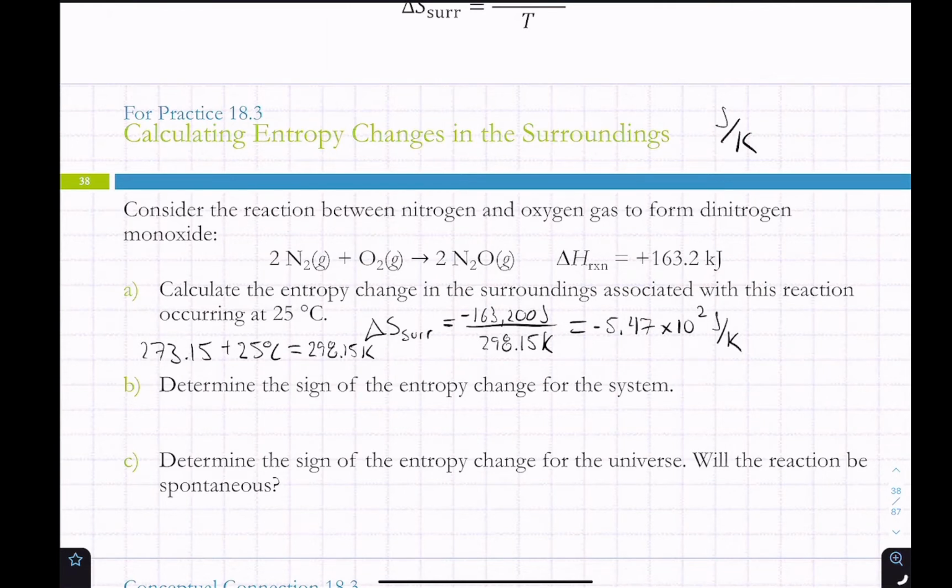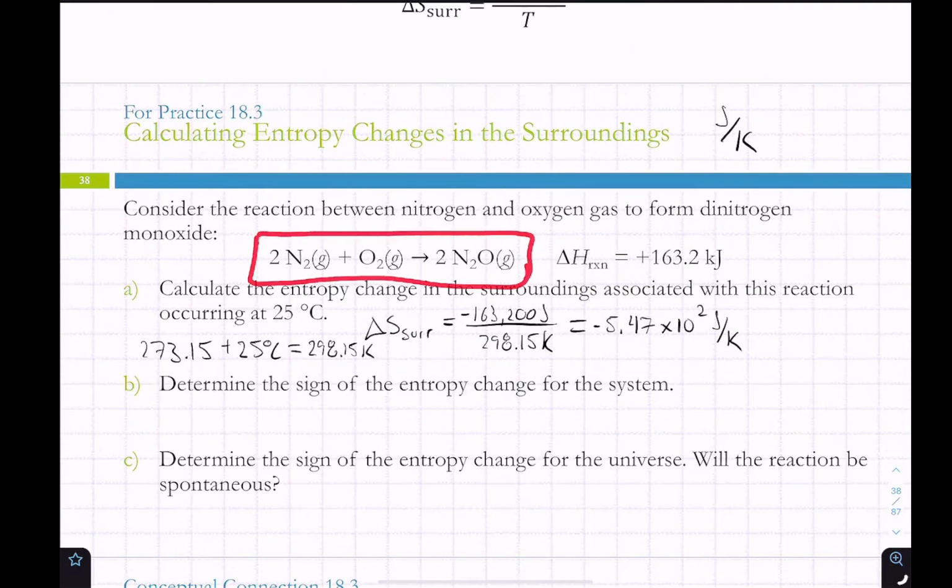So then to determine the sign of the entropy change for the system, now we're looking a little more general because we haven't talked about a way to quantify really for the system how to calculate that entropy change. But is the entropy of this reaction increasing or decreasing?